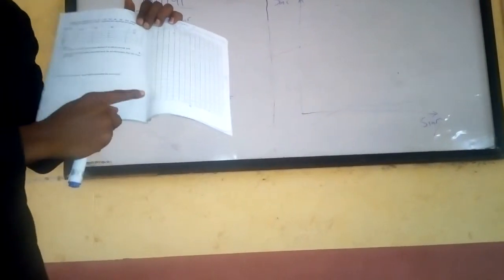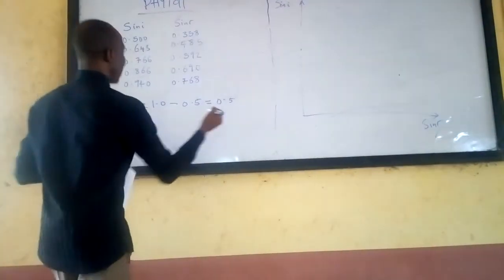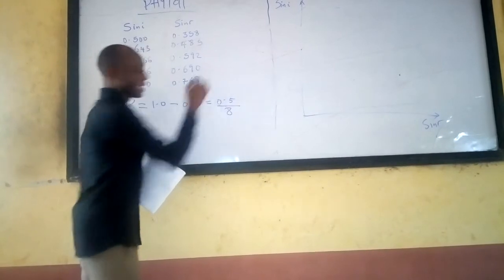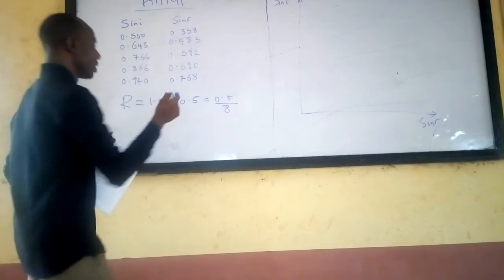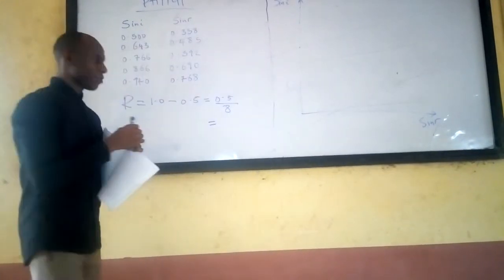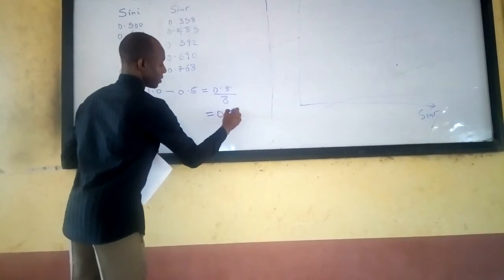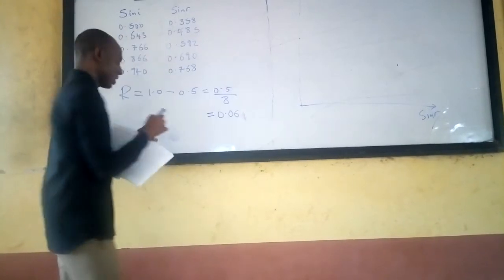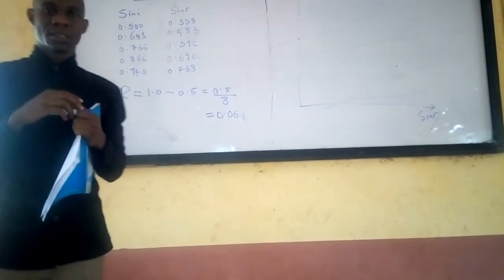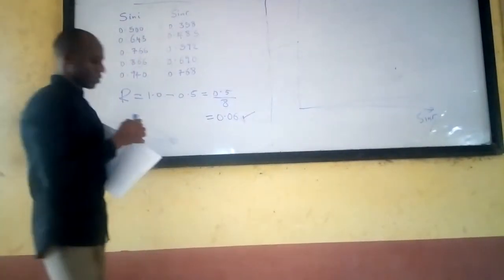So counting 2 boxes as 1, I want my graph to be able to cover 8 boxes. So what I'm going to do is divide the range by 8 boxes. Do you understand that? So if we divide the range by 8 boxes, we'll have what? 0.0625 or so. So we can leave it at 0.06. You understand? So you discover that this is going to be my scale.